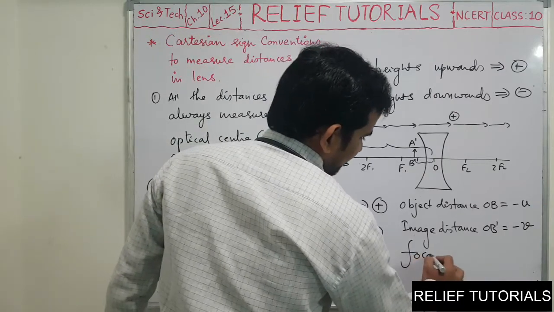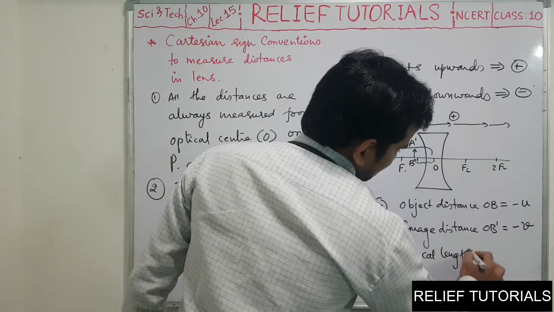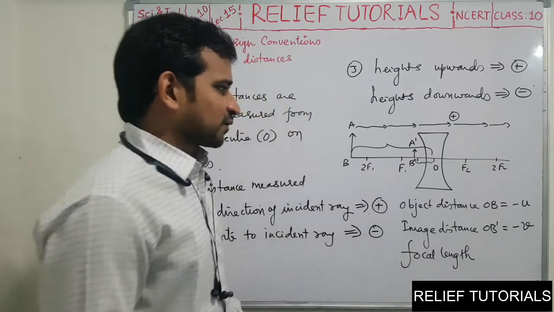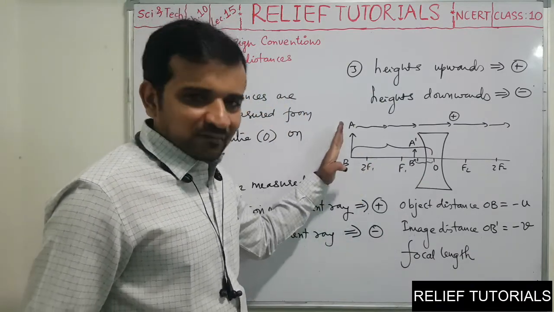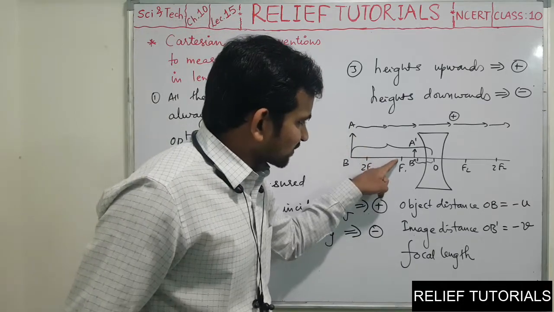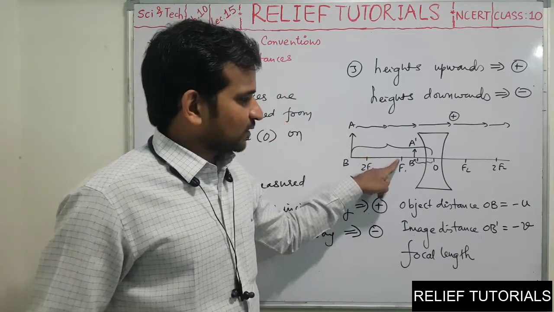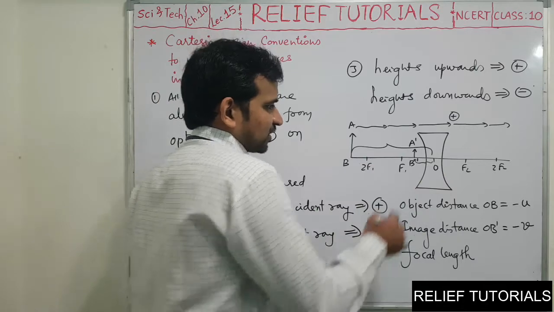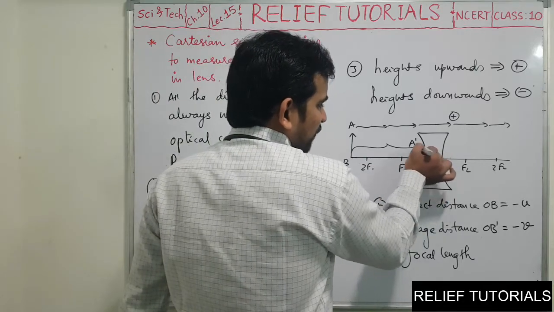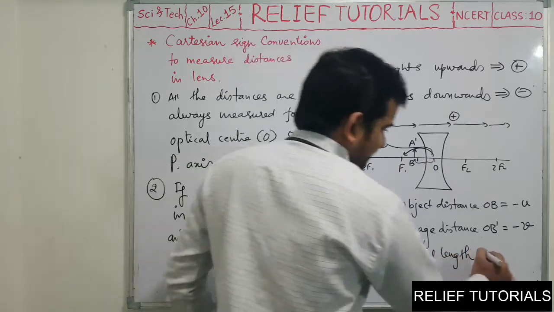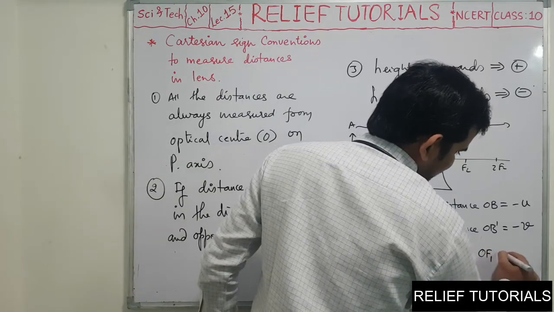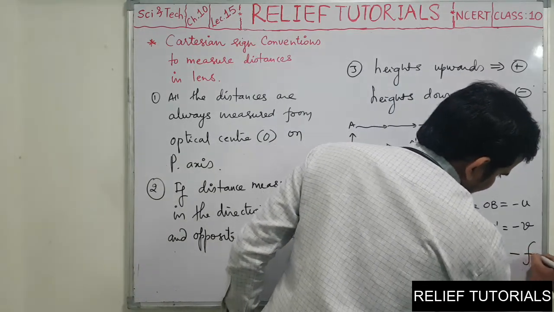And focal length. In the case of a concave lens, if you are placing the object on the left hand side, its principal focus is on the left hand side, on the same side as the object. So the focal length here is OF1. That is again on the left hand side, so OF1 is the focal length and that is again minus f.